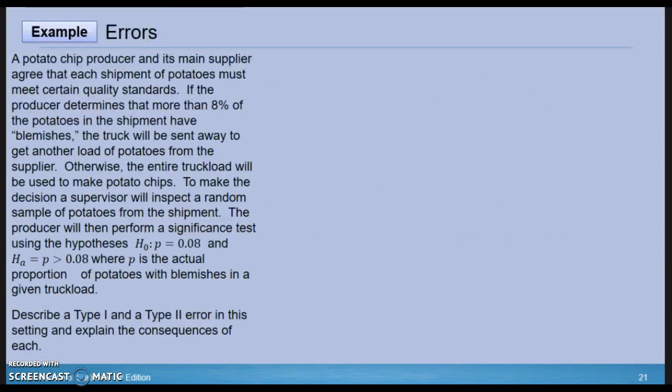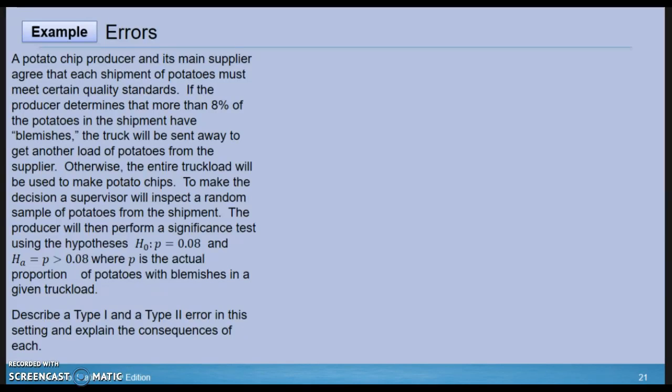Okay, so if we look at the first example, I'm going to read through it with you. It says a potato chip producer and its main supplier agree that each shipment of potatoes must meet certain quality standards. If the producer determines that more than 8% of the potatoes in the shipment have blemishes, the truck will be sent away to get another load of potatoes from the supplier. Otherwise, the entire truckload will be used to make potato chips. To make the decision, a supervisor will inspect a random sample of potatoes from the shipment. The producer will then perform a significance test using these hypotheses.